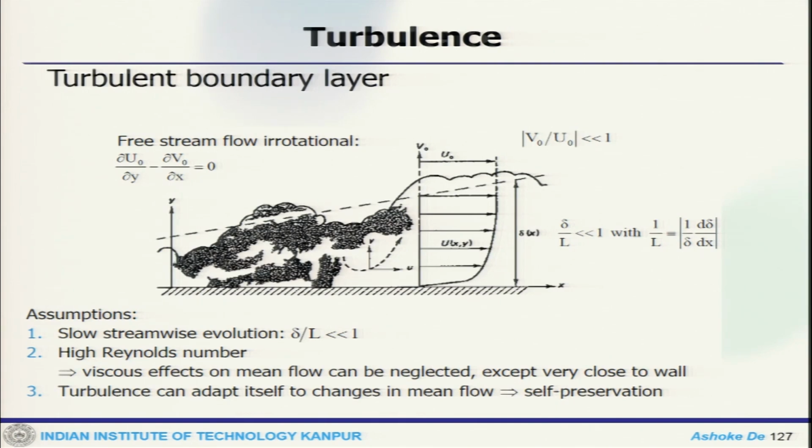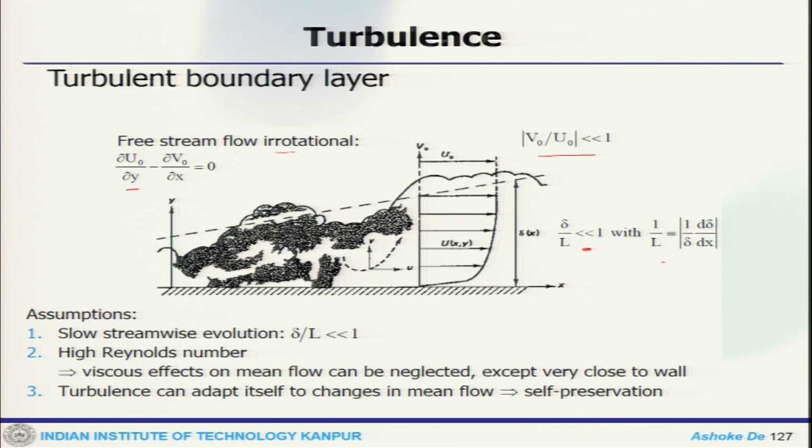Now, if you go to the turbulent boundary layer, this is a flat plate, and the flow becomes turbulent here. So, this is our boundary layer profile. Here obviously v naught by u naught is quite small, that means the variation in the streamwise direction is small, and the free stream flow is irrotational. So, that will satisfy del u naught by del y minus del v naught by del x is 0, and also the boundary layer thickness delta by L is very much smaller than 1. So, 1 by L will be scaled as 1 by delta, d delta by dx.